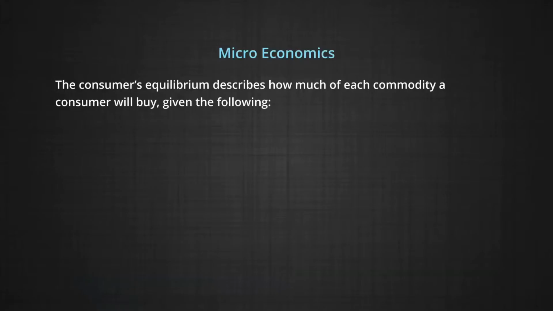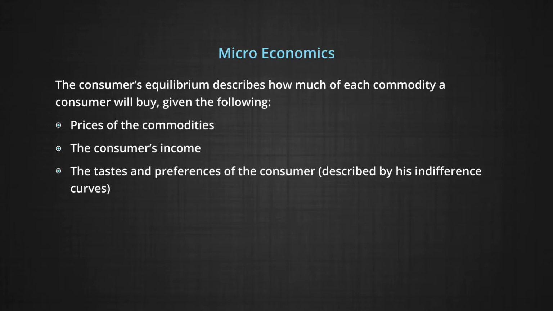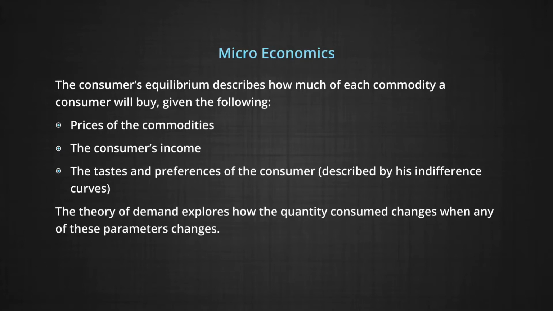We start with a recap of the consumer's equilibrium discussed in earlier modules. The consumer's equilibrium describes how much of each commodity a consumer will buy given the following: A. Prices of commodities, B. The consumer's income, and C. The tastes and preferences of the consumer as described by his indifference curves. The theory of demand explores how the quantity consumed changes when any of these parameters change. So let us recap the consumer's equilibrium.